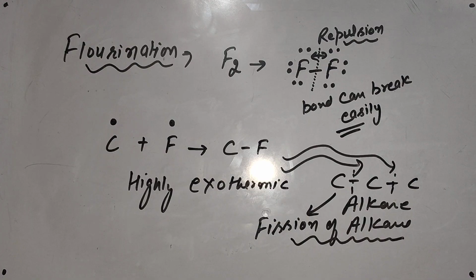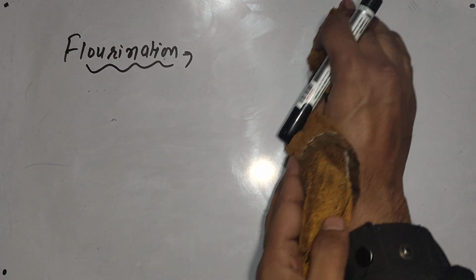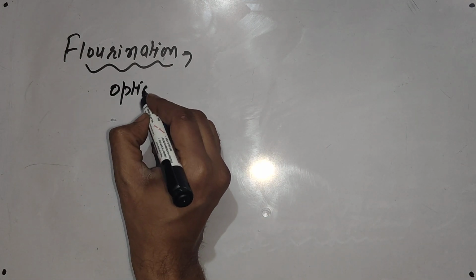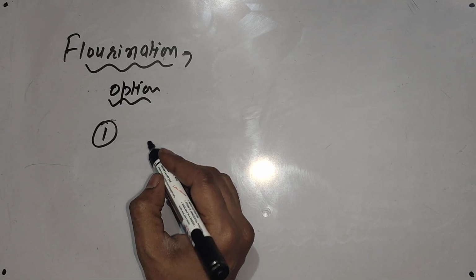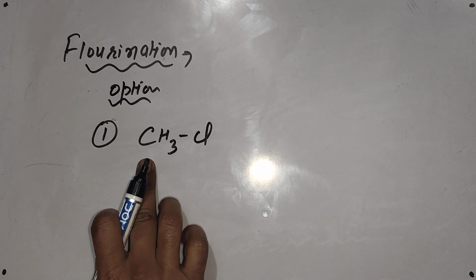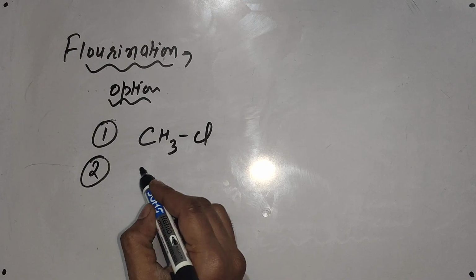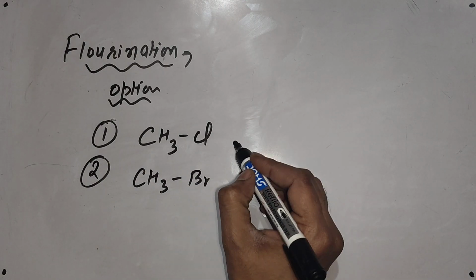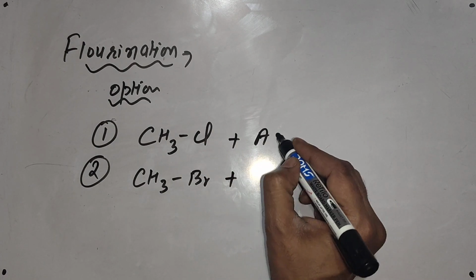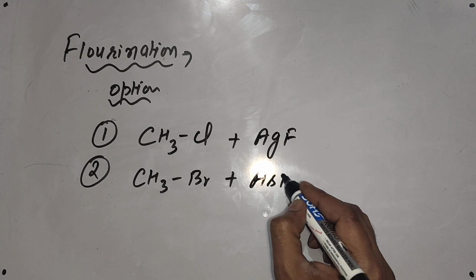Then what is the alternative? The alternative is, if you need fluoroalkanes, one option is you can use chloroalkanes like CH3Cl, or you can use bromoalkanes, which you can react with inorganic salts of fluorine like silver fluoride or arsenic fluorides.